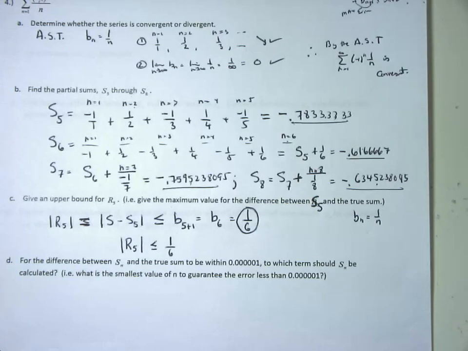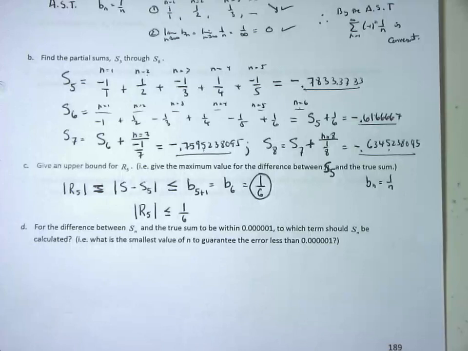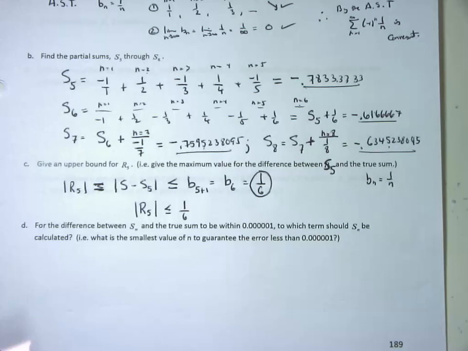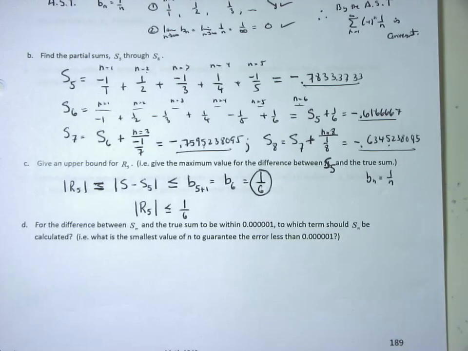Now, the big deal is coming up next. Why do you care? Look at the next problem. For the difference between Sn and the true sum to be 0.000001, to which term should Sn be calculated? Okay? Here in English, let me explain it to you.